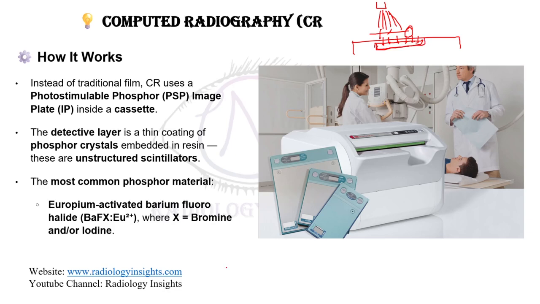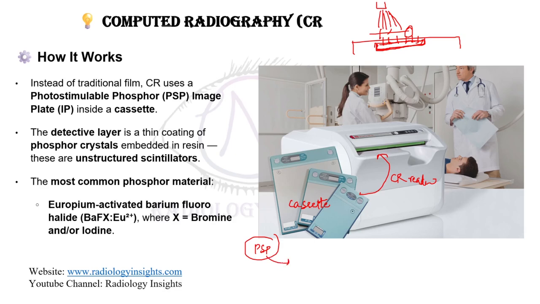This image plate will contain a photostimulable phosphor. This is the image plate, which is nothing but the cassette in computer radiography. Once the X-ray exposure is done, we will remove this cassette from this machine, and we will introduce this cassette into this CR reader. This is the CR reader, which will read the information present in the cassette. The cassette is made up of photostimulable phosphor.